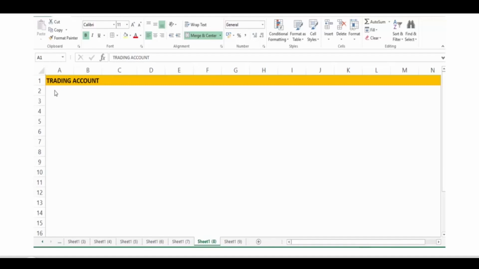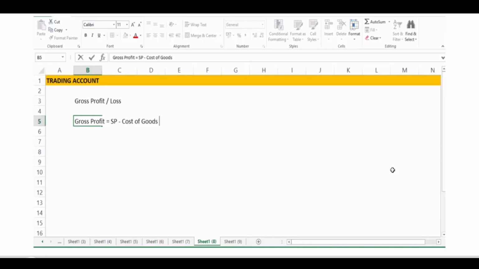Let us understand what is a trading account. Business entities, at the end of the year, should ascertain their net profit or loss. For that, first of all, they should find out their gross profit or gross loss. So what is gross profit? Gross profit is nothing but the difference between the selling price and the cost of goods sold. If you know your sales revenue and your cost of goods sold, then you will be able to find out your gross profit.